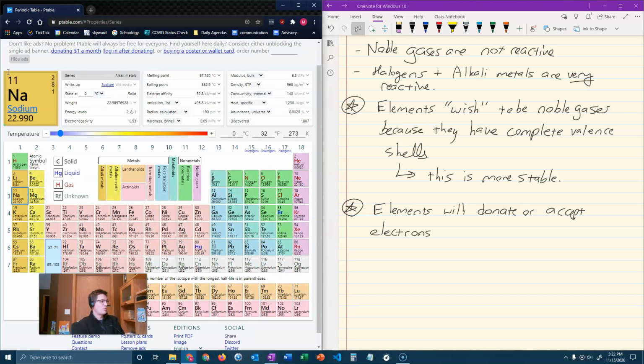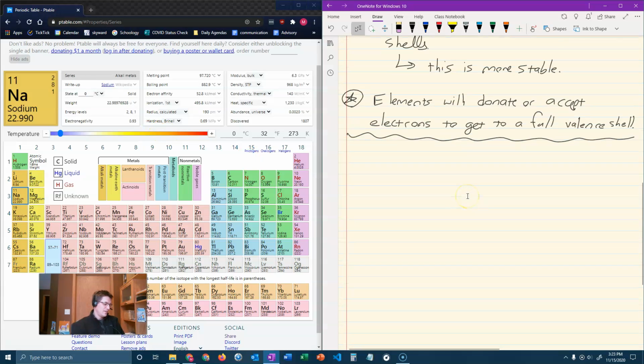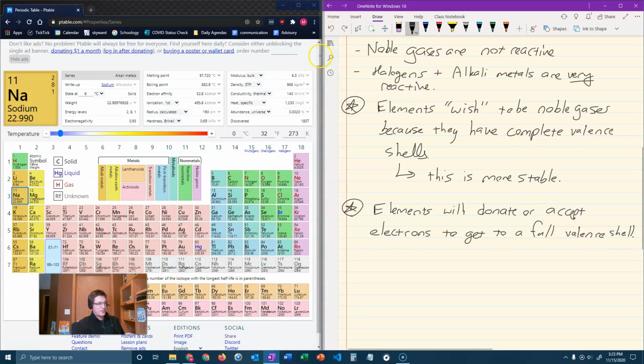If I throw sodium into water and the water starts on fire, that's just energy being released when sodium is doing its thing to get a full valence shell. That's all a chemical reaction really is. Isn't that interesting that it's all electrons? Anyway, elements will donate or accept electrons to get to a full valence shell. Very, very important, okay? By the way, actually, I'm going to erase this. Side notes about this. A full valence shell is usually 8.